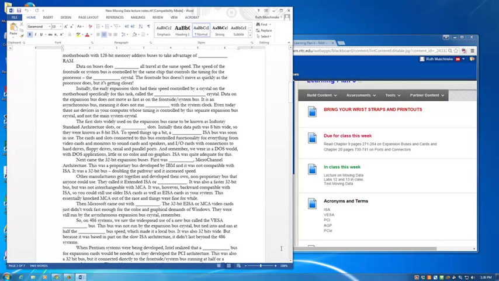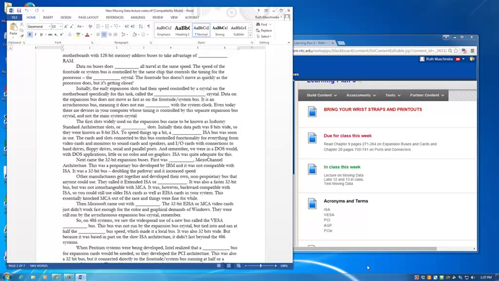Data on buses does not all travel at the same speed. The speed of the front side or system bus is controlled by the same chip that controls the timing for the processor, your system crystal. The front side bus doesn't move as quickly as the processor does, but it's getting closer.